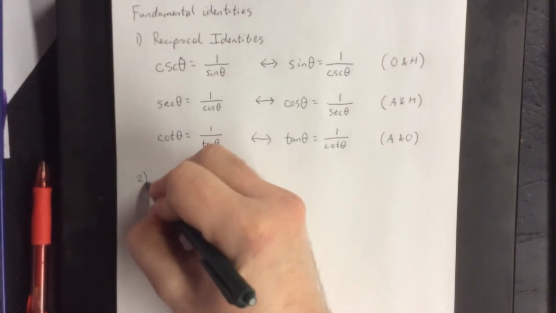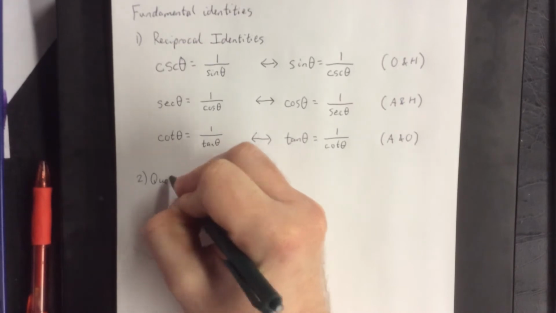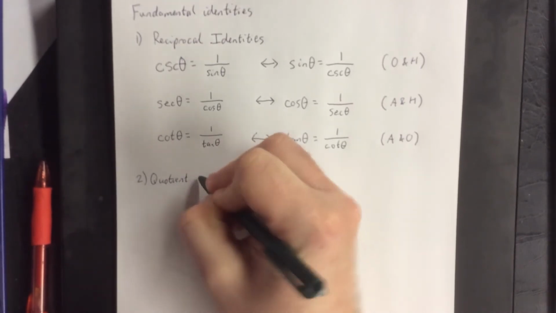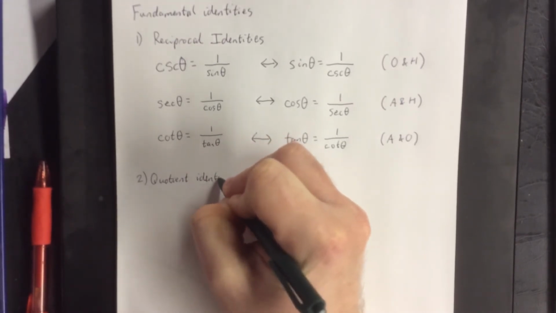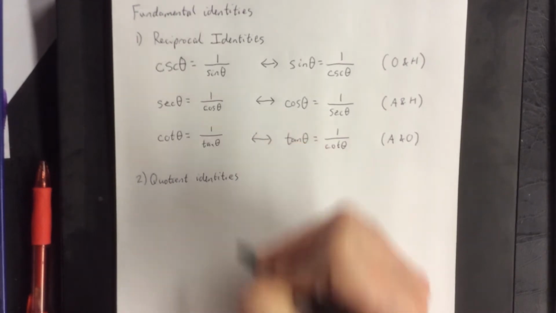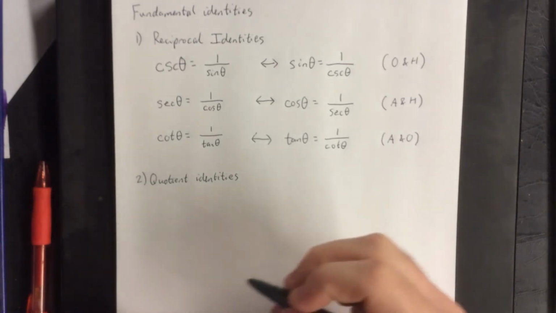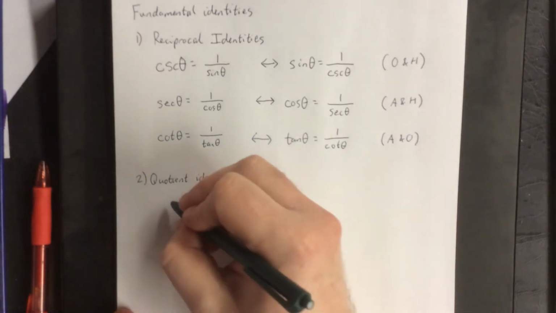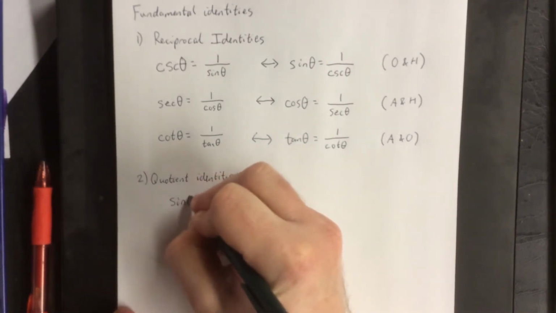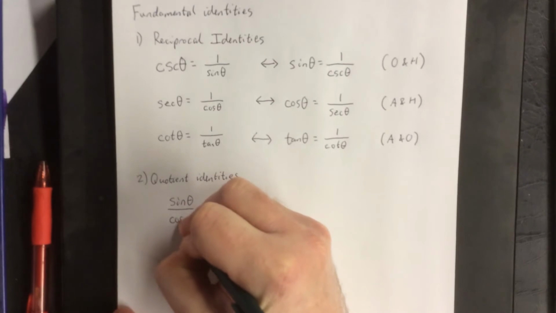Next up, quotient identities. There are 12 quotient identities. This is where the ratio of one trigonometric ratio to another trigonometric ratio yields a third trigonometric ratio. We're not going to do 12. We're only going to do 2. And the 2 that I want to use are the sine of theta divided by the cosine of theta.